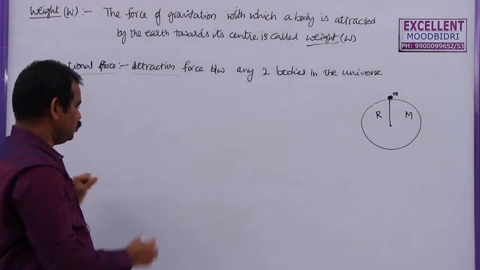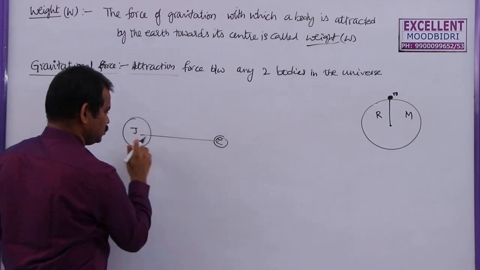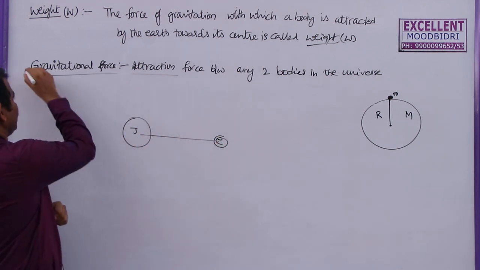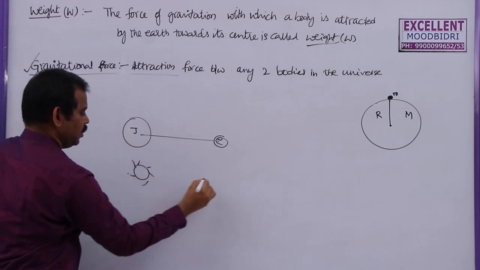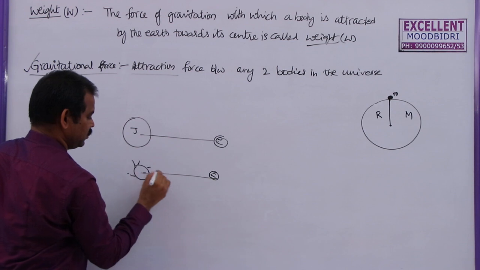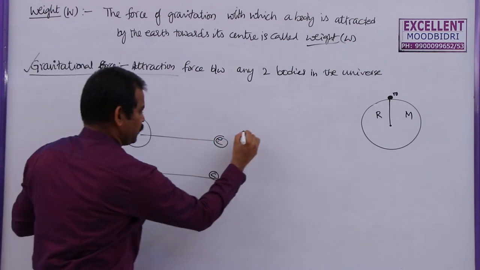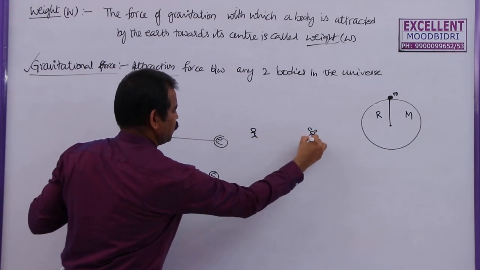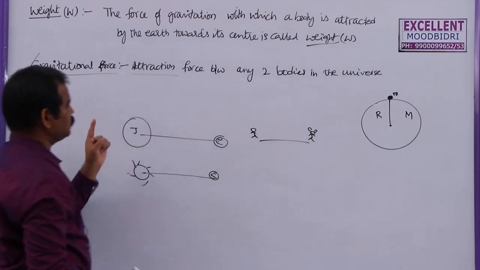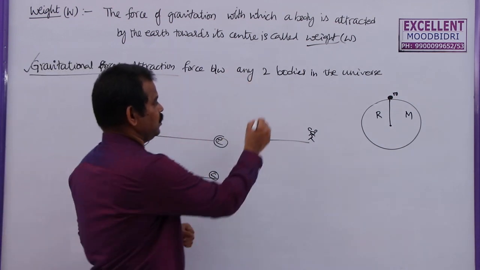Now if you take Jupiter here, this is Jupiter and this is our Earth. These two attract each other. This force is called gravitational force. Similarly, if you take the Sun and Saturn, these two planets attract each other. This is also gravitational force. If you take a person here and one more person here, the force of attraction between these two is also called gravitational force, because it is the attractive force between any two bodies.